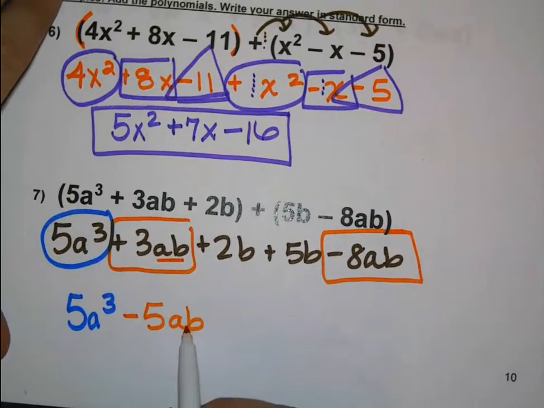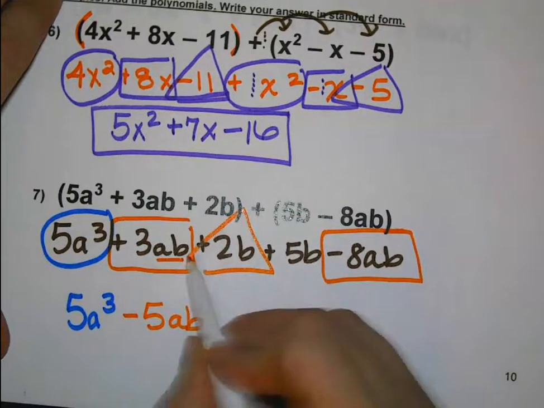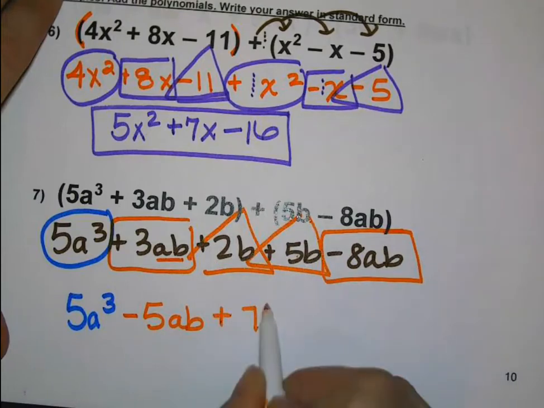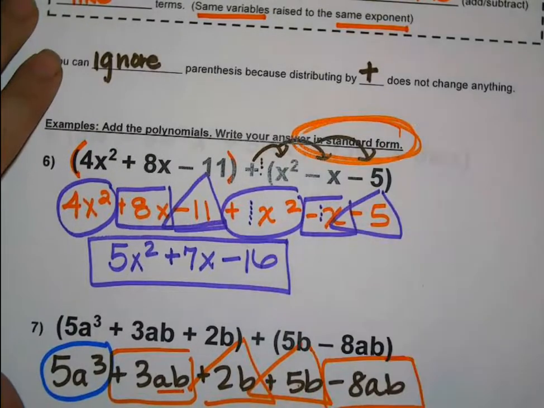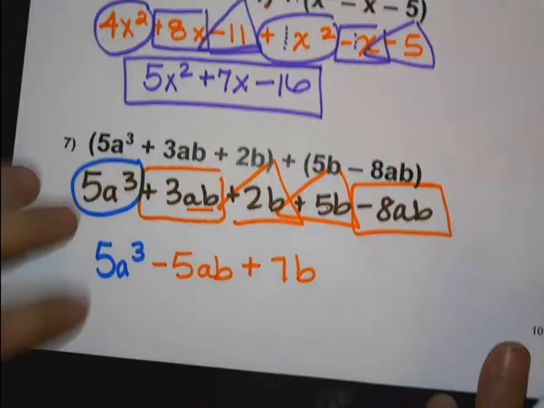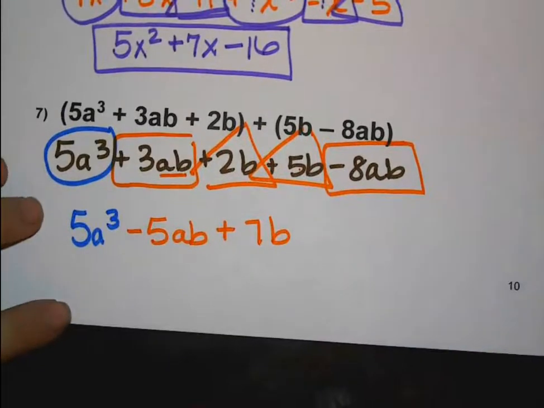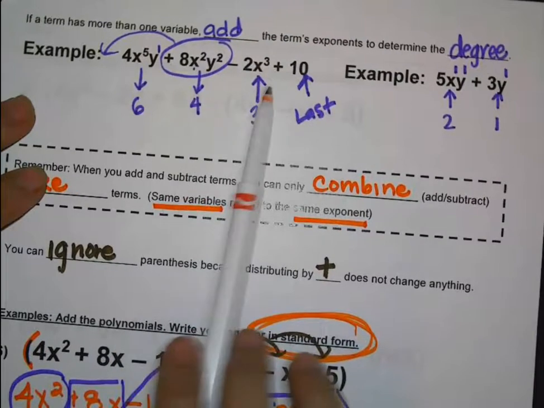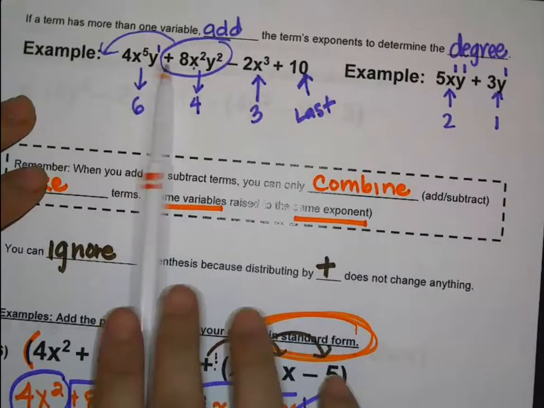AB. And then these two could go together, and I have 2 plus 5, which is 7b. Okay. Now it says write your answer in standard form. So that's practicing what we learned in the last video, and also what we learned up here about how to write our answer if there's multiple variables.